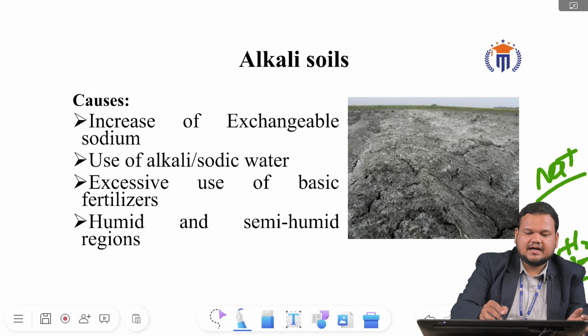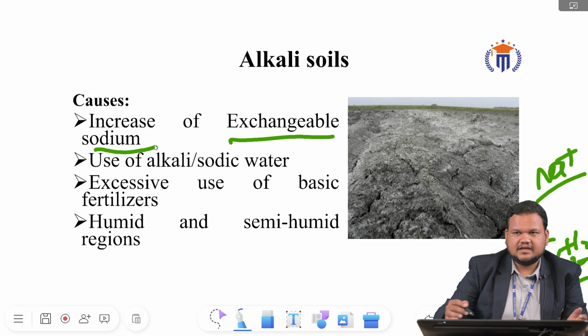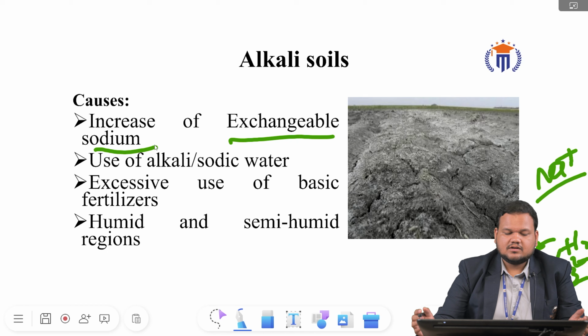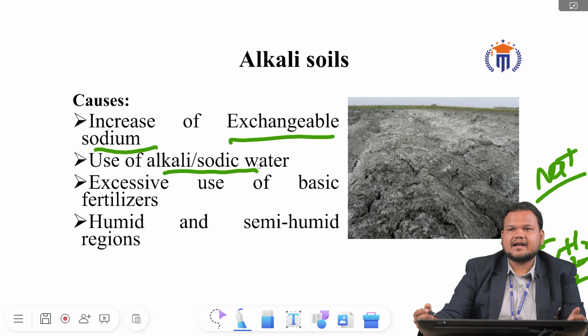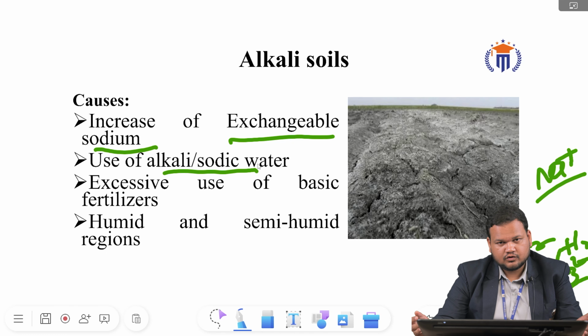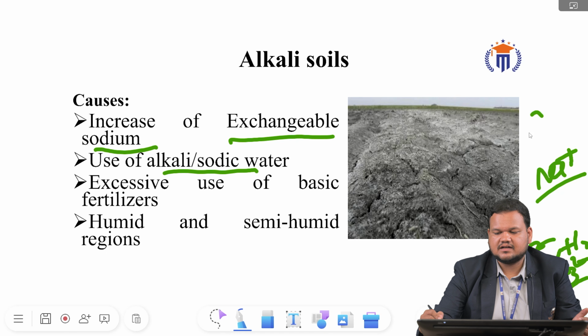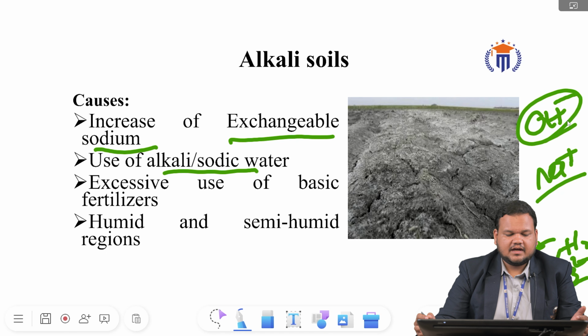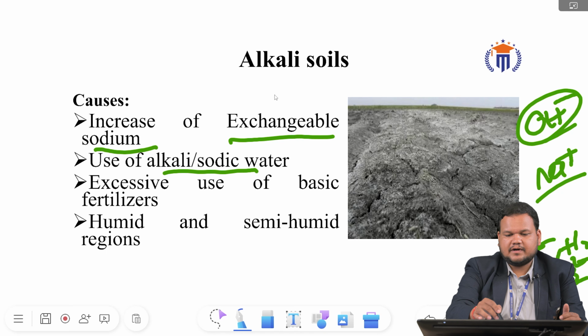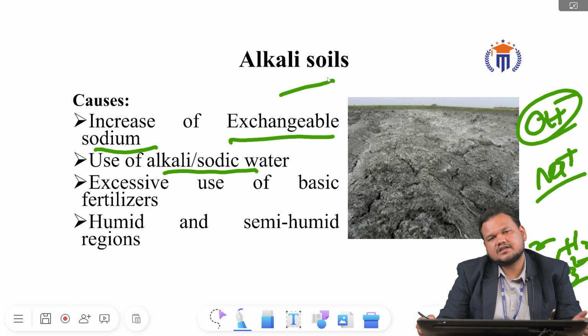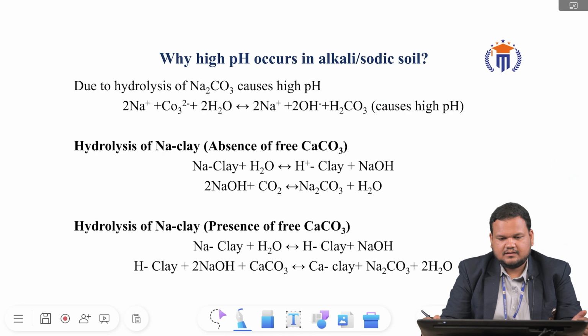That is why you can see an increase in exchangeable sodium in alkali soils. Use of alkali water, which has more sodium, also leads to formation of alkali soil. And also there is excess use of basic fertilizers, which release hydroxides. These alkali soils are formed particularly in humid and semi-humid regions, whereas saline soils are formed within arid and semi-arid climates.